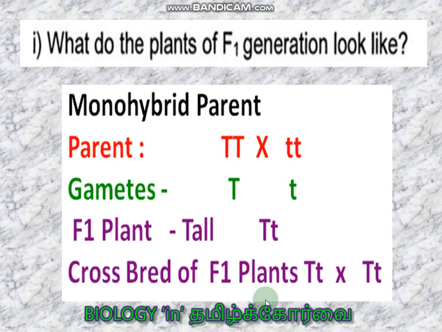Now let us apply the question. What do the plants of the F1 generation look like? So this is the F1 plant, heterozygous, capital T small t. Capital T is expressed, so it is a tall plant, right? So the F1 generation plants look tall. So the first answer is tall.